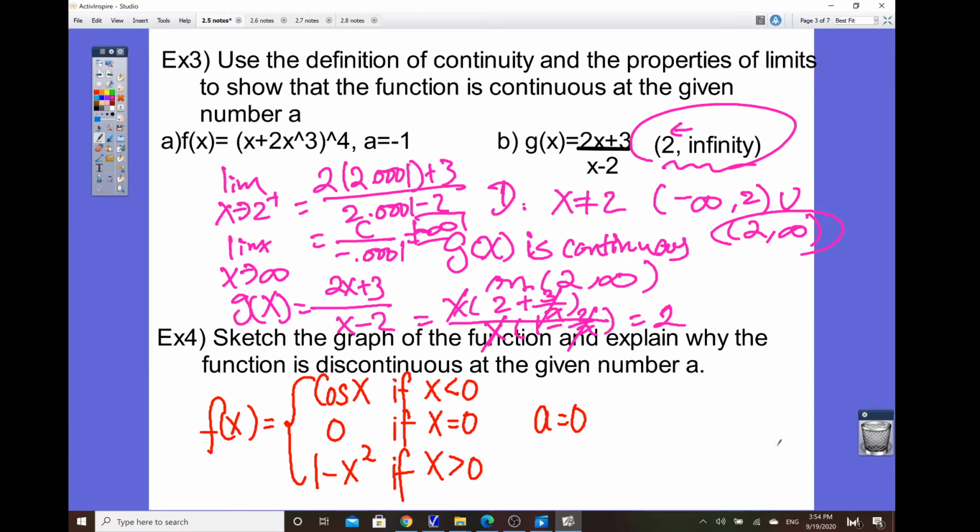Okay, so now let's see what else we have for the next one. Sketch the graph of the function and explain why the function is discontinuous at a given number a. So we do know that cosine of x is an upside down bell curve. But this one has a restriction. It's a piecewise function, so this one is only for anything where x is less than 0. So for the normal bell curve, we started right here. So let's say that you want to continue with the rest of this, the rest of the cosine curve.